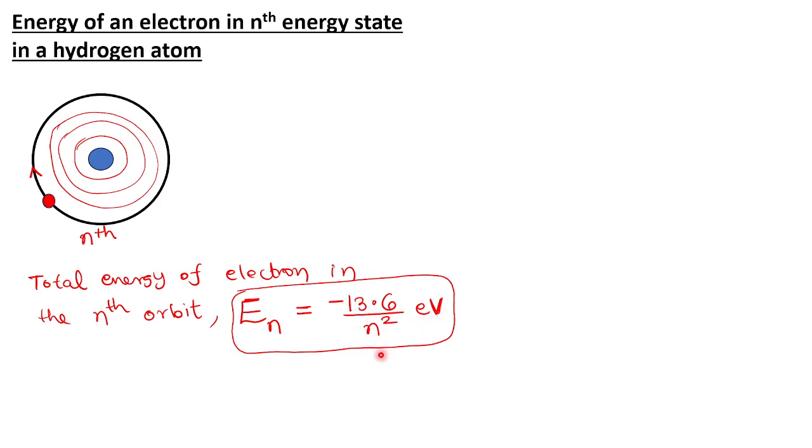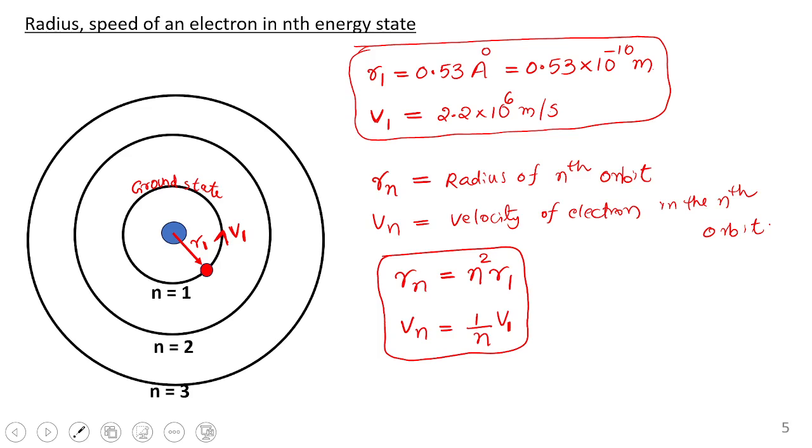Clear? Understood? Please memorize this. So if the radius is given, minus e square by 8 pi epsilon 0 r. But if the radius is not available but the orbit number is available, the total energy is obtained by using this formula. Clear? Next, there are so many formulas. You need to learn today itself. Don't make any delay.